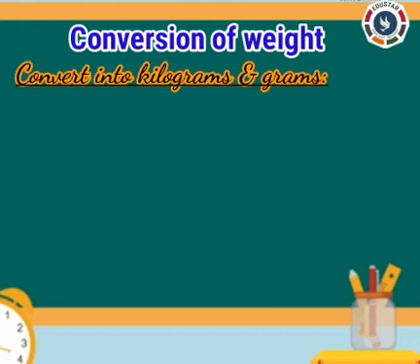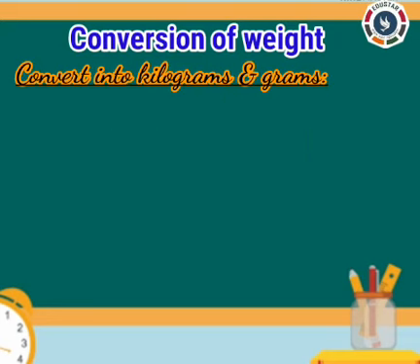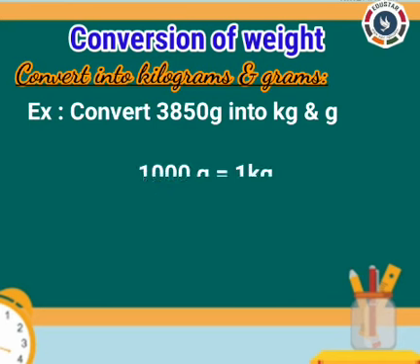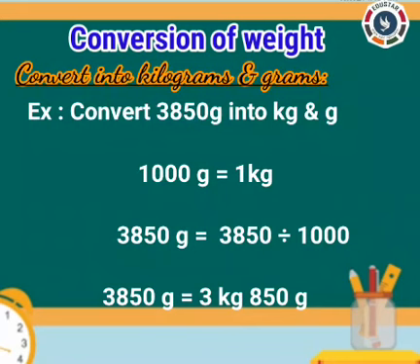Now convert from gram to kilogram and gram. That is, we are converting from lower to higher unit. For example, Sheila's mother bought 3,850 gram of vegetables. What is the weight of the vegetables in kilograms and grams? We are converting 3,850 gram into kilogram and gram. That is converting from lower to higher unit. From lower to higher, we have to divide using 1000 because 1000 gram is equal to 1 kilogram. That is, 3,850 divided by 1000, we will get 3 kilogram 850 gram.